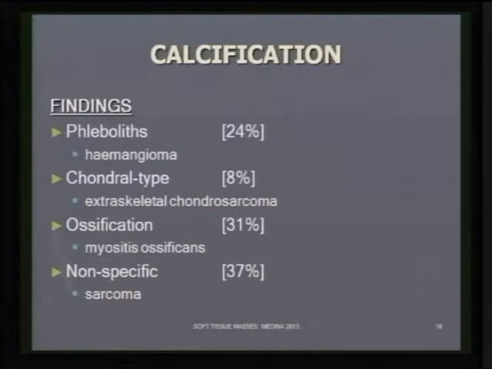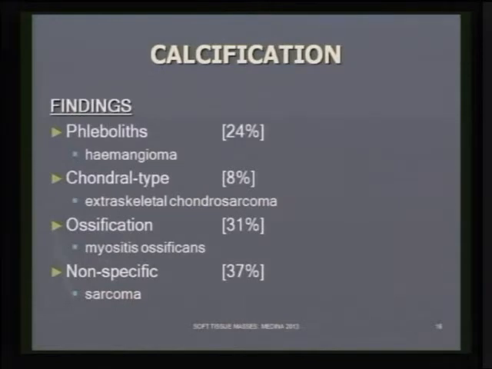The different types of calcification that we can identify on plain films are listed here. So we can see phleboliths, which we all know the characteristic radiographic features of. These indicate the presence of a hemangioma. This was seen in about 1/4 of the cases. Chondral type calcification, which is exactly the same radiographically as the calcification you see within bone in low-grade chondral tumors, can also be seen, and this usually indicates an extraskeletal chondrosarcoma or occasionally a simple chondroma.